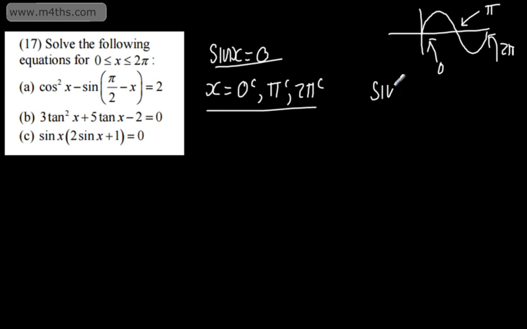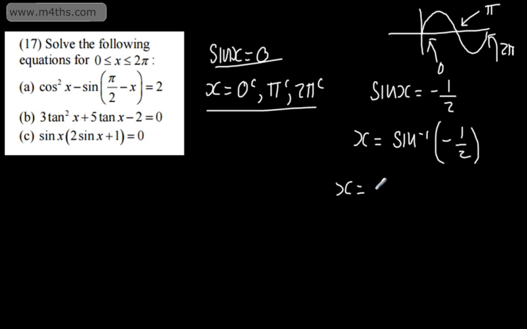Then the next one, we've got now 2 sine x plus 1 is equal to 0. So sine x is going to be equal to negative 1/2. Principal value, x is going to be equal to the inverse sine of negative 1/2. This is going to give us now a principal value of negative pi by 6 plus or minus multiples of 2 pi. Our next one, x is going to be negative 5 pi by 6 plus or minus multiples of 2 pi.